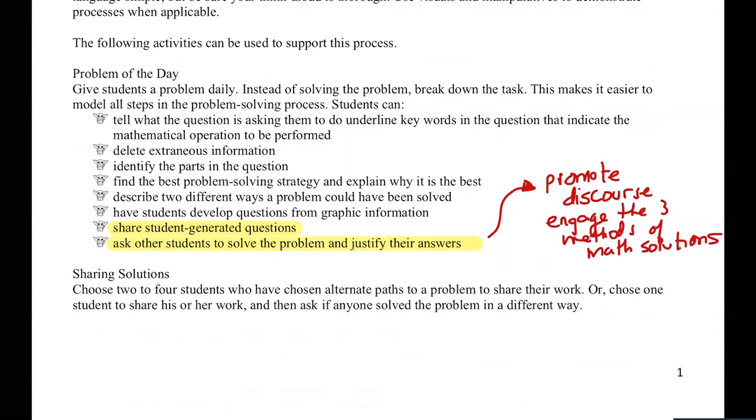Now, in terms of the actual question, it better be relatable. I don't know if I spelled relatable right, but I'm going to pretend I did if I didn't. So it's got to be relatable.